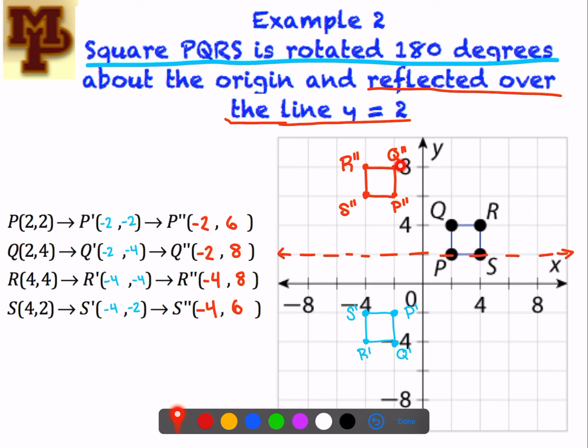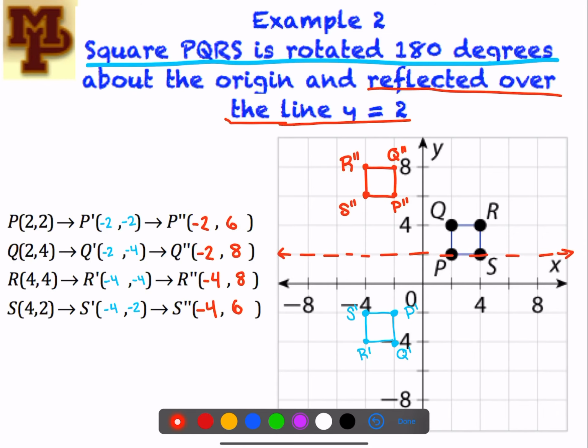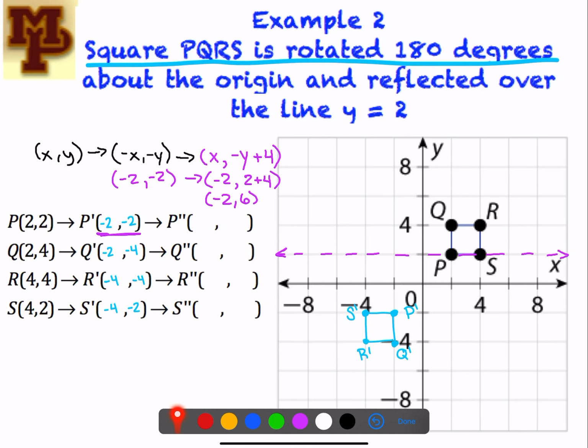So I now have p double prime, q double prime, r double prime, s double prime. Coordinates p double prime being negative 2, 6, q double prime is negative 2, 8, r double prime is negative 4, 8, and s double prime is negative 4, 6. So looking at this, if I plugged in my value for p, negative 2, negative 2, it then becomes negative 2, comma, 2 plus 4. Same as negative 2, comma 6, which is the exact same thing that we got on the next slide. So our rule did work, and again, I just doubled the number that our line is equal to.